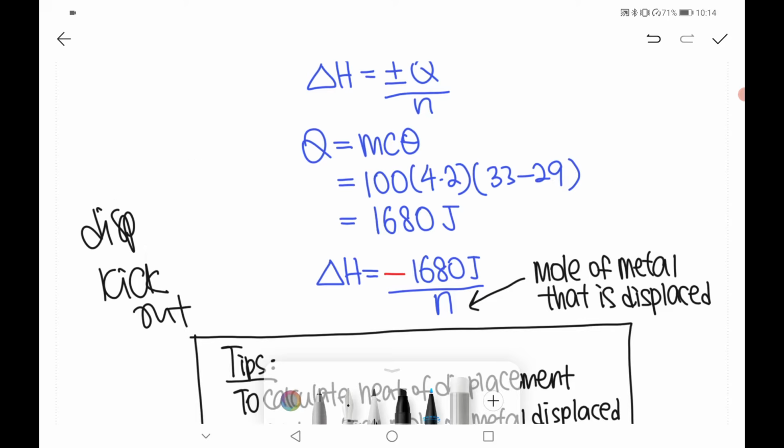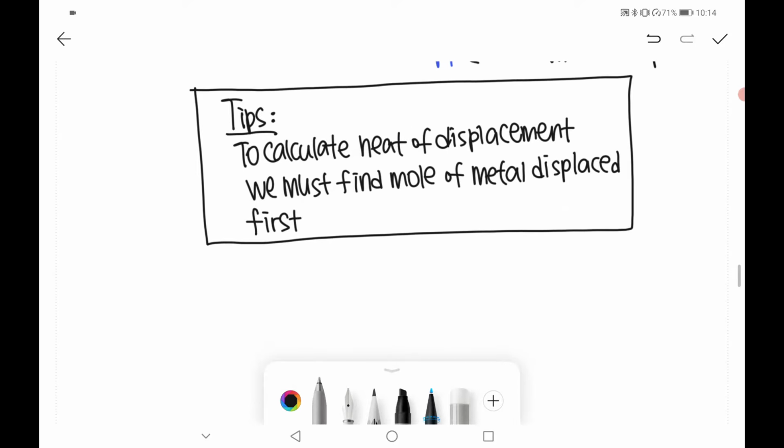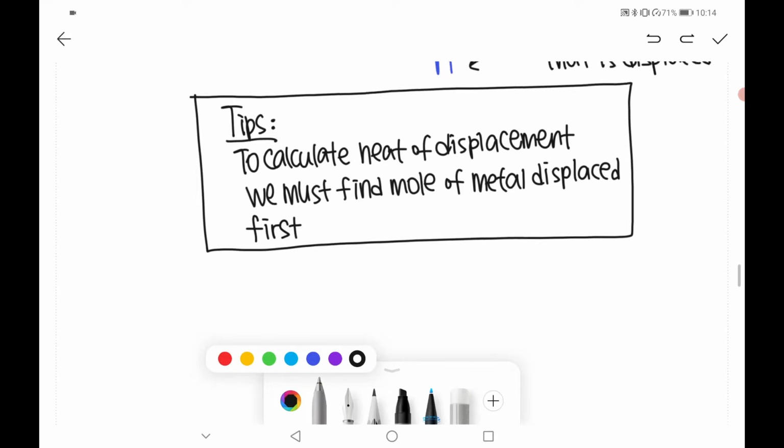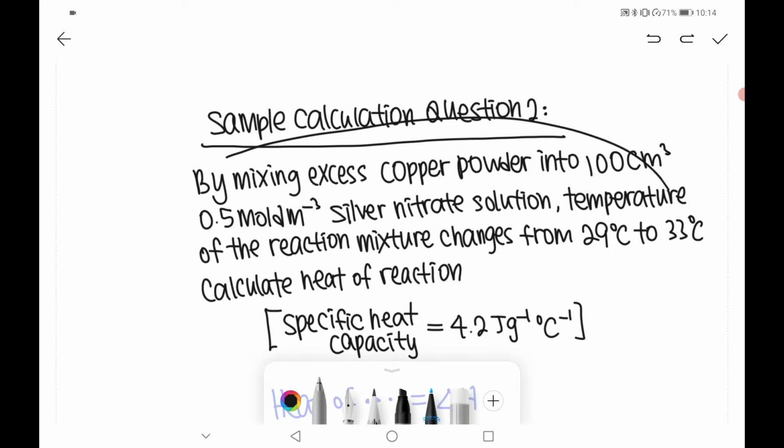So how do we know the mole of the metal that we kick out? Look at the tips here. Remember, if you want to calculate the heat of displacement, we need to find the mole of the metal that we displace first. In this question, do they tell you which metal is kicked out? No, right? They only tell you copper powder is mixed with silver nitrate.